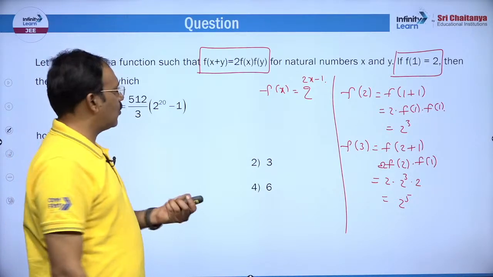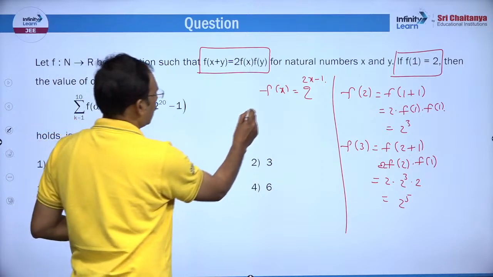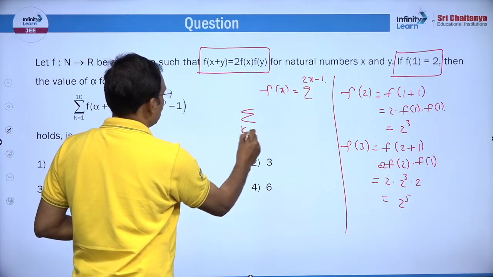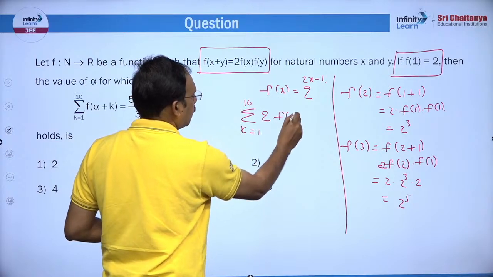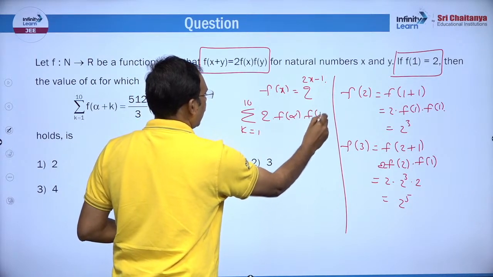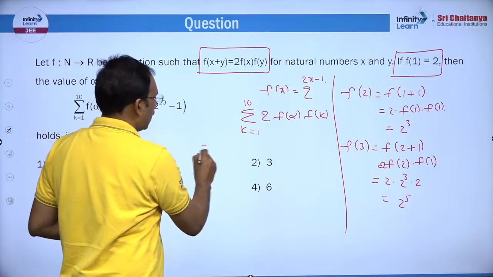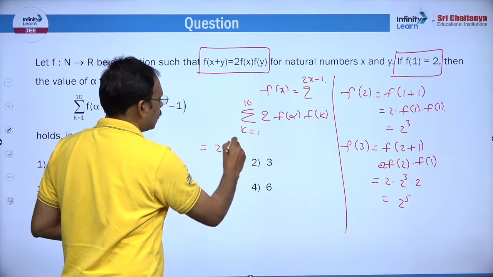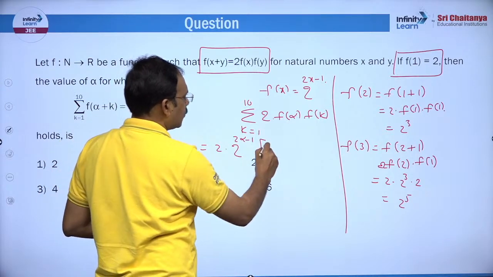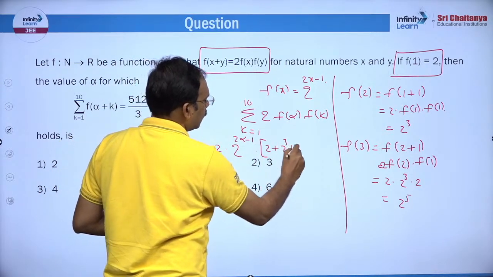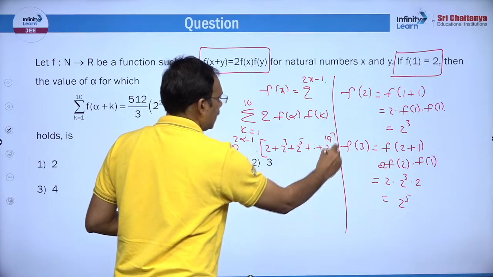So, I could decode f of x as 2 power 2x minus 1. Now, f of alpha plus k, you can write sigma k is equal to 1 to 10. F of alpha plus k, you can write 2 into f of alpha into f of k, but the sigma runs on only k. So you can take out f of alpha, which is 2 power 2 alpha minus 1, f of k stands for k is equal to 1 means 2 plus 2 cube plus 2 power 5 plus 10th term means 2 power 19.